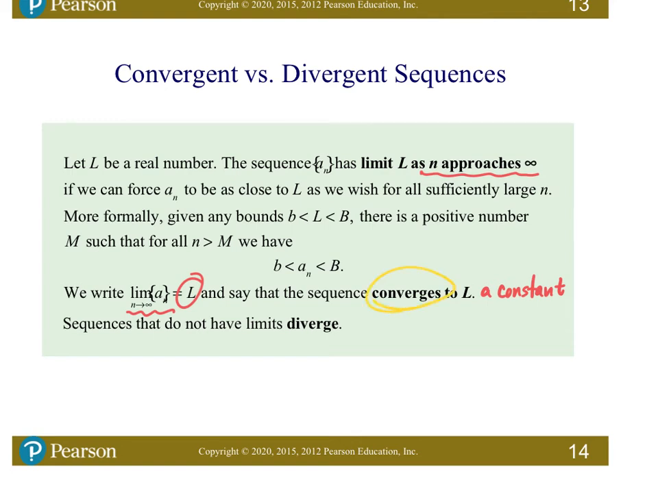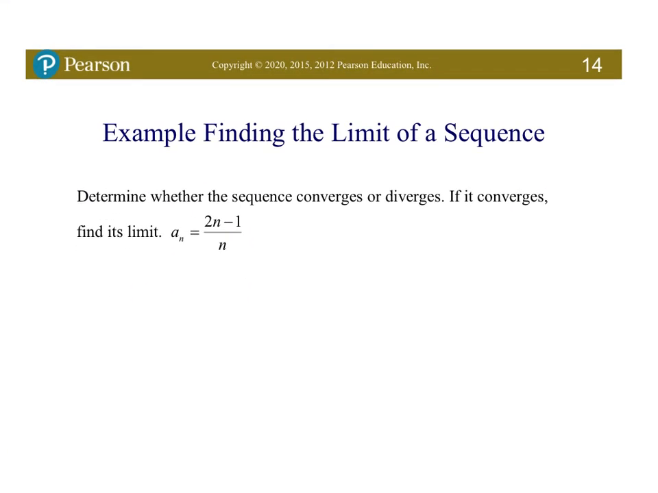Okay, it will converge if you approach a constant. If you do not have a limit, if the limit does not exist, we say the limit diverges or is divergent. So if you're asked about convergence or divergence, take the limit of the explicit formula and see what happens.